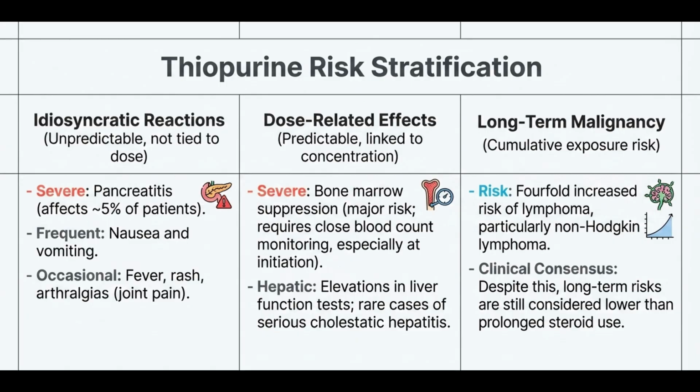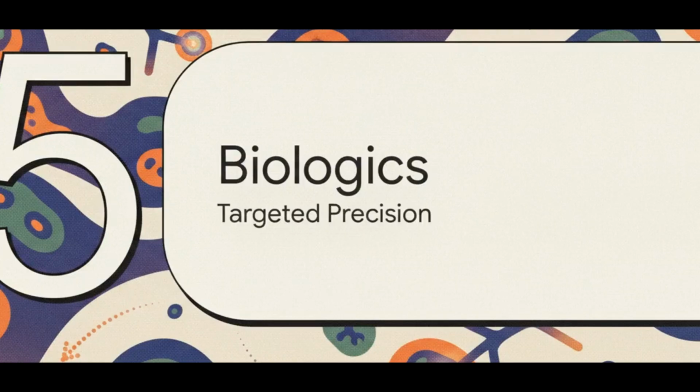Aside from those immediate effects, there's a long-term risk to consider, which is perfectly represented by this number, 4. Patients on thiopurines have a 4-fold increased risk of developing lymphoma, specifically non-Hodgkin lymphoma. Yet, and this is wild, this really puts the danger of steroids into perspective. Because despite this very real cancer risk, physicians widely consider these immunomodulators to be much safer than leaving a patient on prolonged systemic steroids. Moving up to Section 5, Biologics, Targeted Precision Therapy.